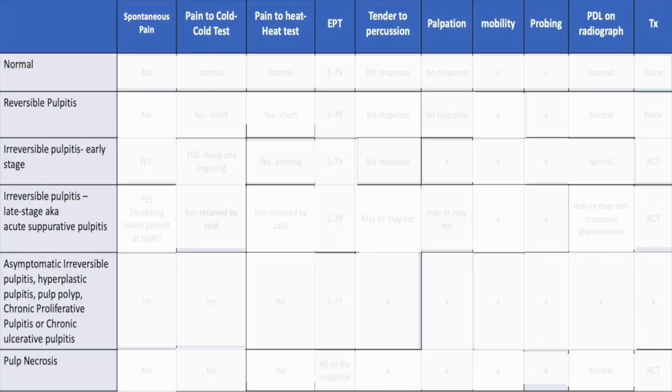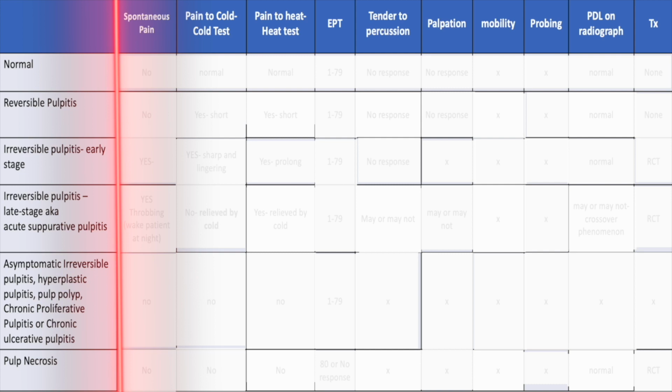Alright, so here is my big table. On the left side of the column, I have given you normal pulp, reversible pulpitis, irreversible pulpitis early stage, irreversible pulpitis late stage, also known as acute suppurative pulpitis. Now this name is completely gone. Acute suppurative pulpitis is not even part of the real classification anymore. So is early stage and late stage, gone.